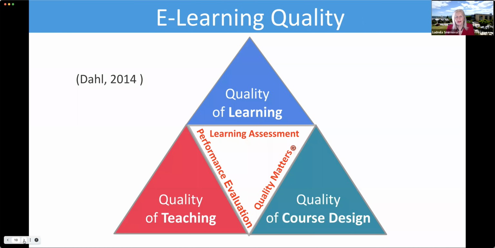So, I liked when you were speaking about quality. So this triangle actually shows that there are three types of quality we are looking at and we evaluate. So quality of teaching, and we look at the performance evaluation. We look at the quality of learning, student learning. And these are measures within the course used by the teachers.